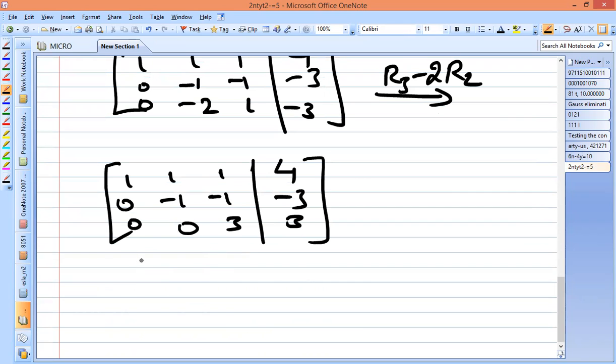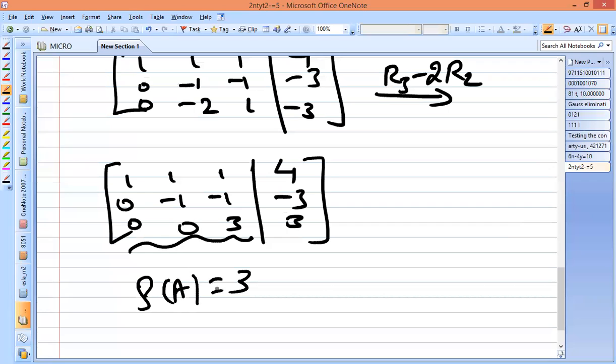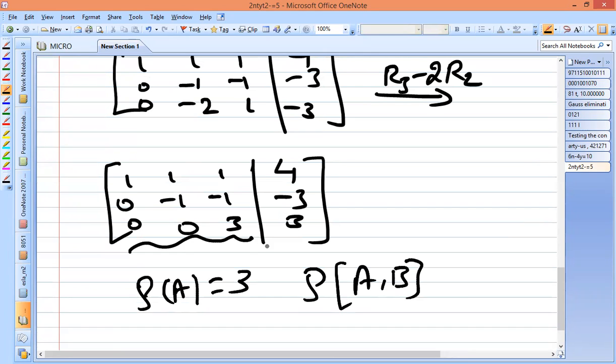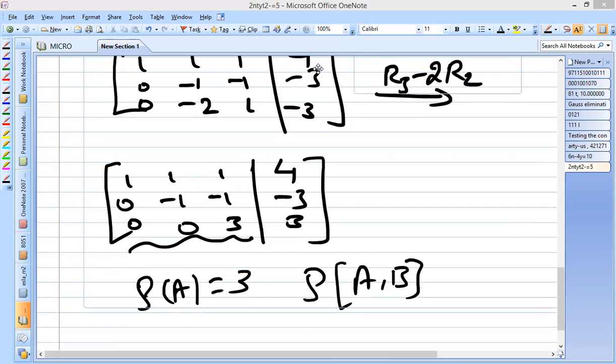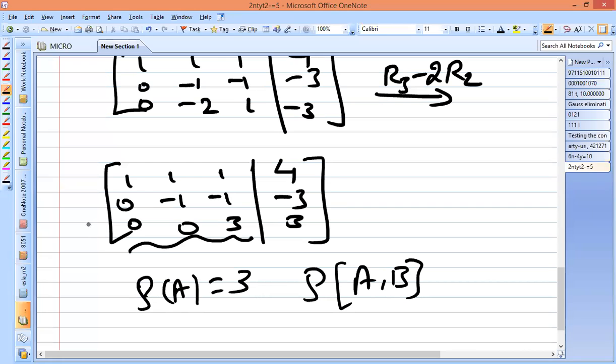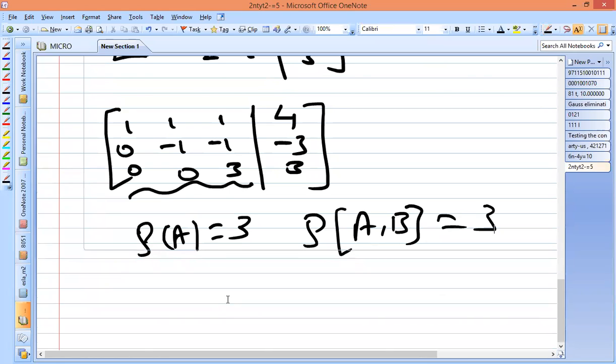So here, draw a line like this. Considering only these elements within the matrix A, here you can write the rank of the given matrix. Since the number of non-zero rows in this 3 cross 3 is 3, we'll be writing rank of matrix A is 3. And similarly, rank of matrix A, comma B. In this case, you have to consider the entire elements of the matrix A, comma B. Here also, the number of non-zero rows is 3. So rank of A is equal to rank of A, comma B, which is also equal to the number of unknowns.